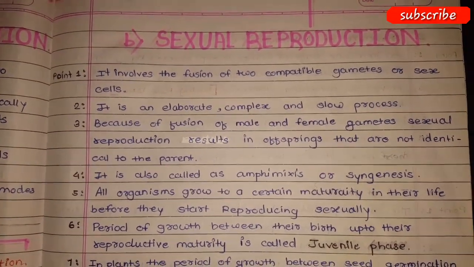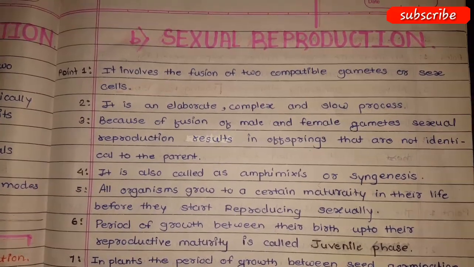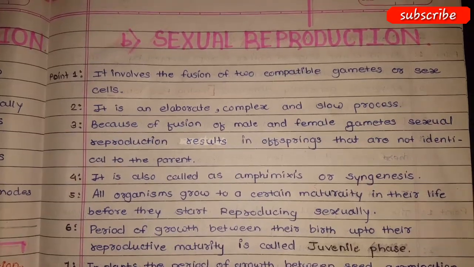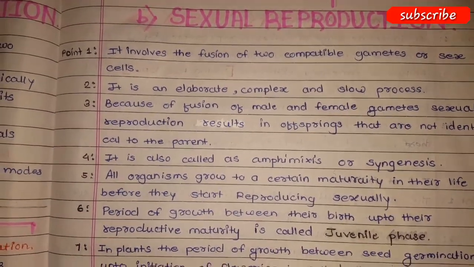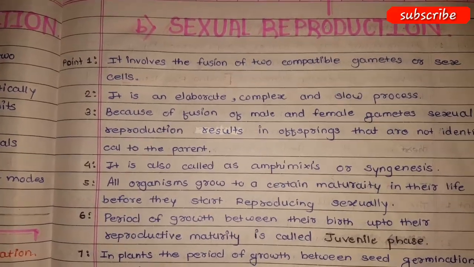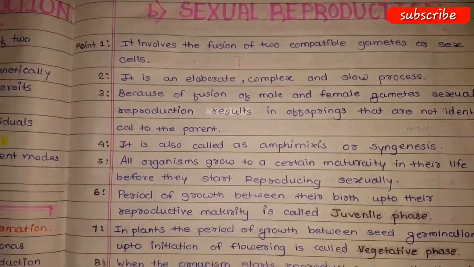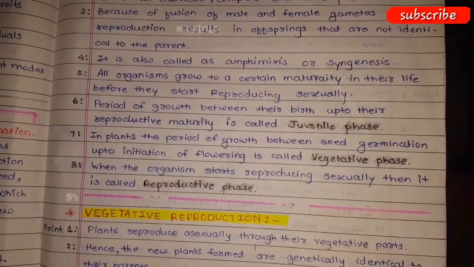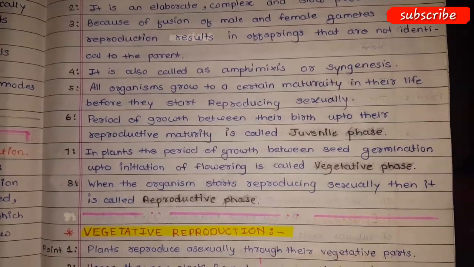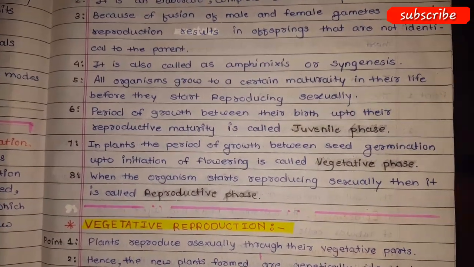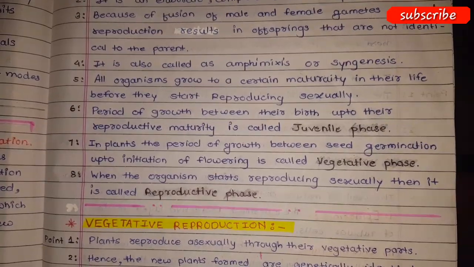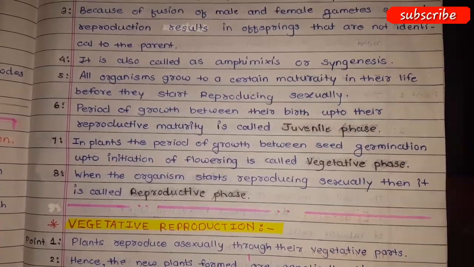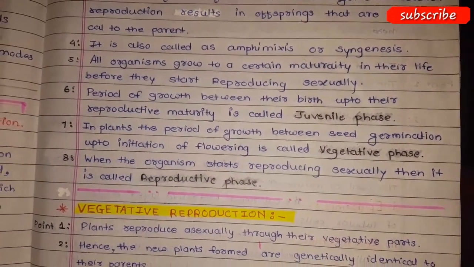Fifth, all organisms grow to a certain maturity in their life before they start reproducing sexually. Sixth, the period of growth between their birth up to their reproductive maturity is called the juvenile phase. Seventh, in plants, the period of growth between seed germination up to initiation of flowering is called the vegetative phase. Eighth, when the organism starts reproducing sexually, it is called the reproductive phase.